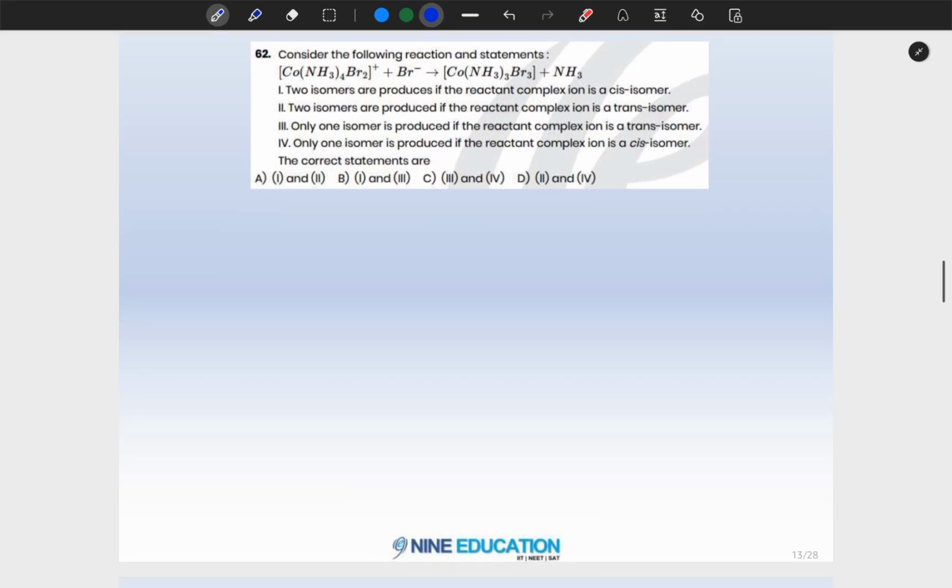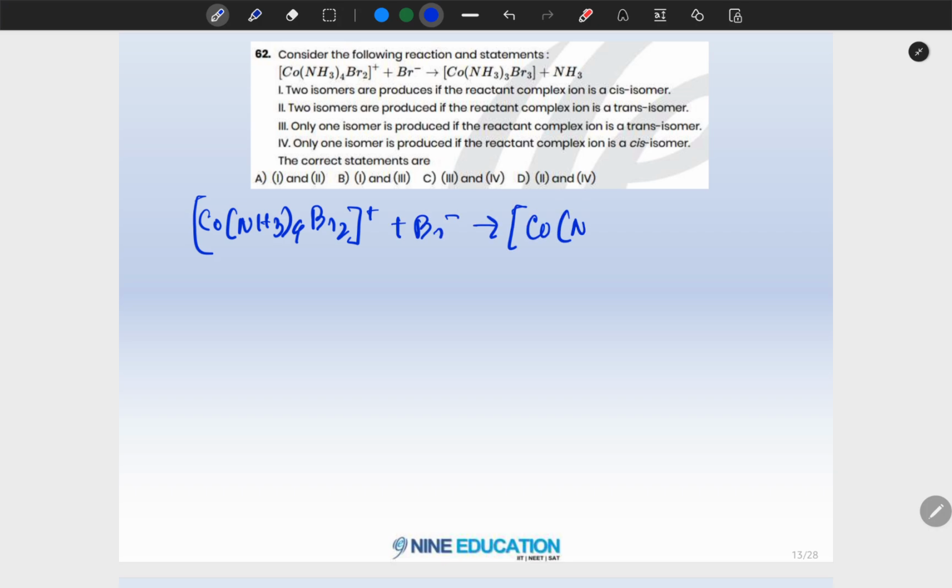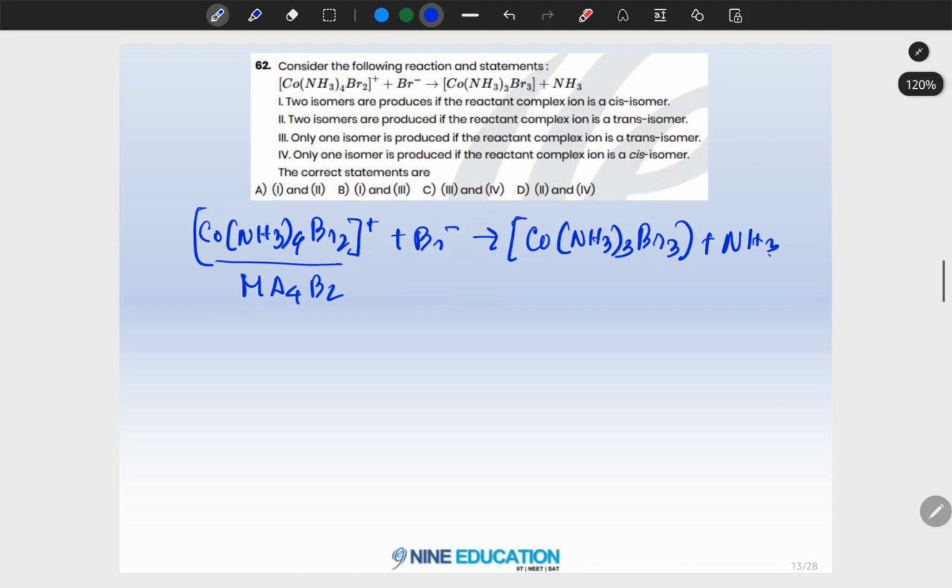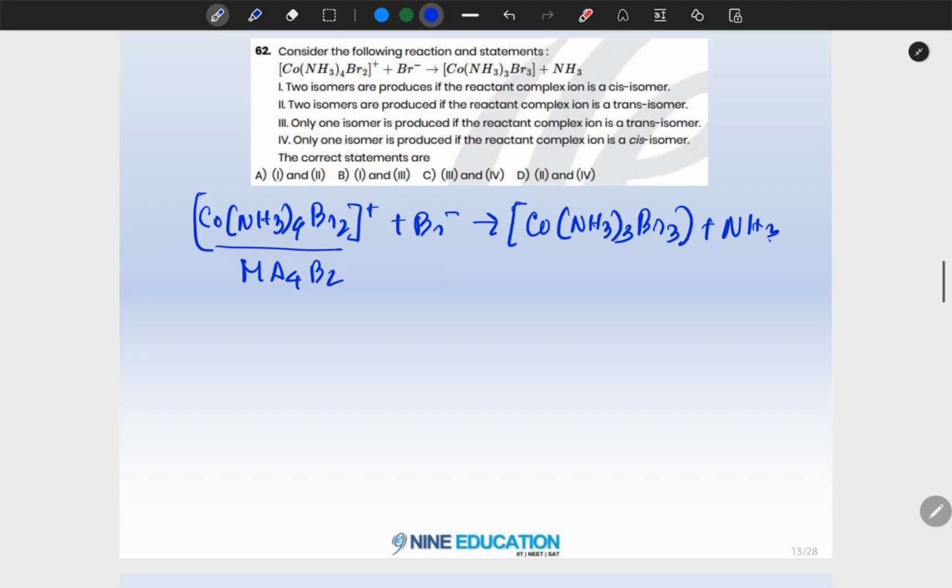Next, question number 62. So this type of isomer is present. Now in this isomer we are replacing 1 ammonia with 1 bromine, right? Now this complex is of the type MA4B2. In MA4B2, how many possible isomers are present? 2 different geometrical isomers are present. One will be cis, another one will be trans.